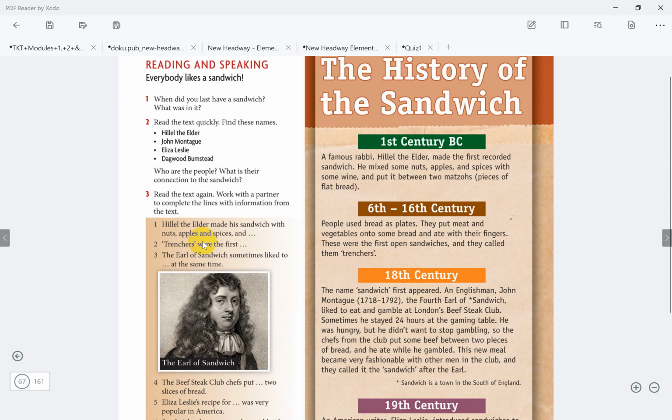So as they mention here, when did you last have a sandwich? Also prepare the answer for this. For me, prepare the answer for me. Read the text quickly, find these names. So also think about these answers. We will practice through Google Meet.